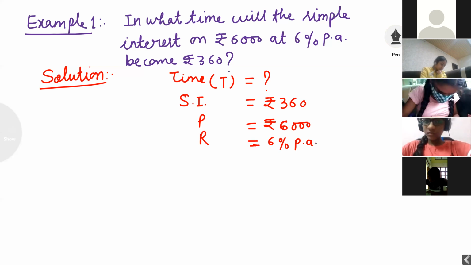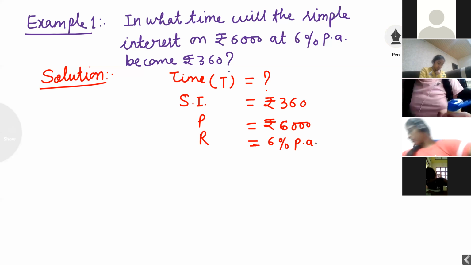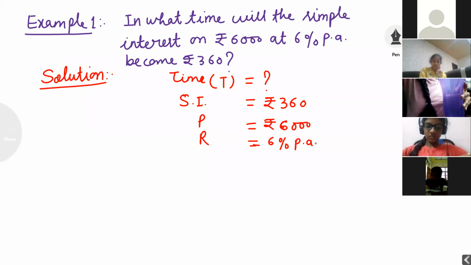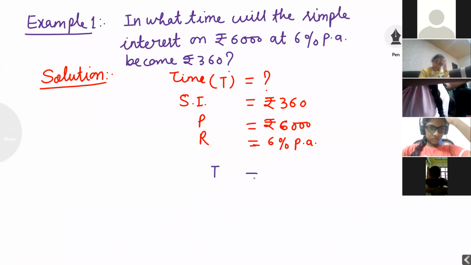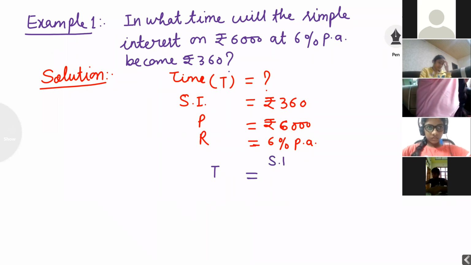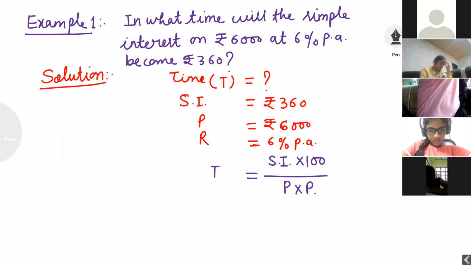Now he is asking find time. Time is equal to SI into 100 divided by P into R. Write down the formula, substitute the values, find out the answer. Finally, Krishna Sri also came. Time T is equal to SI into 100 divided by principal into rate. Substitute the values, find out the answer.